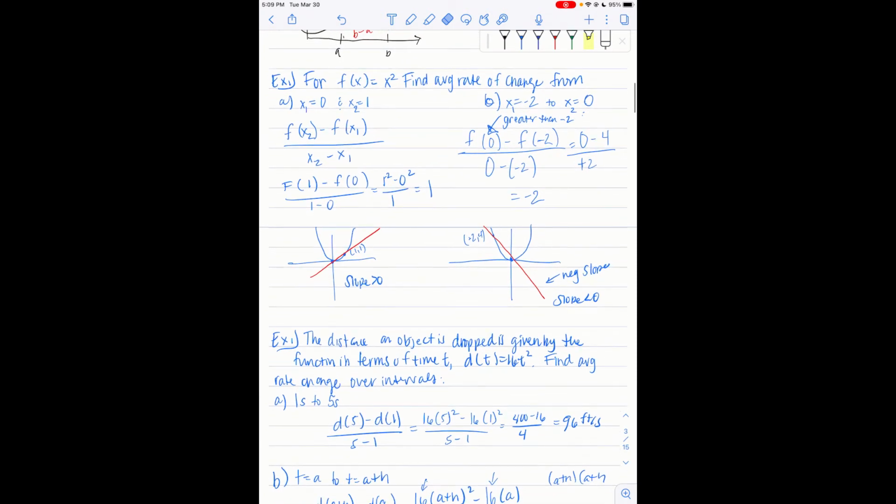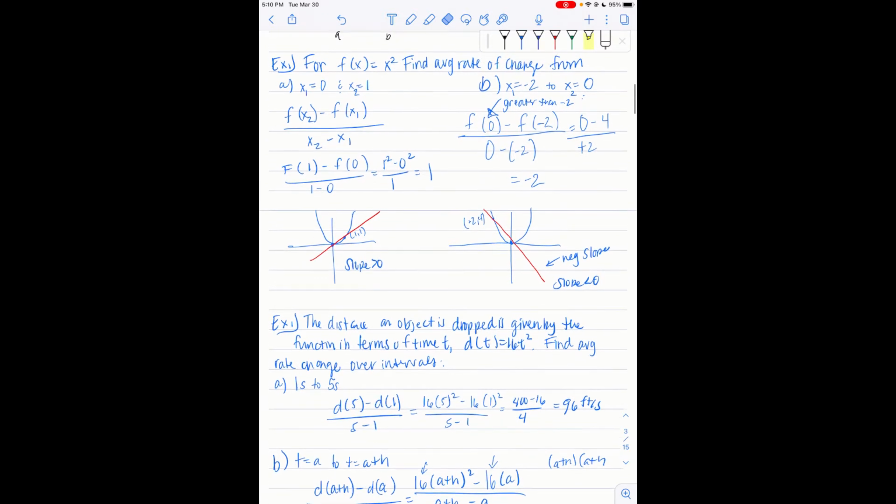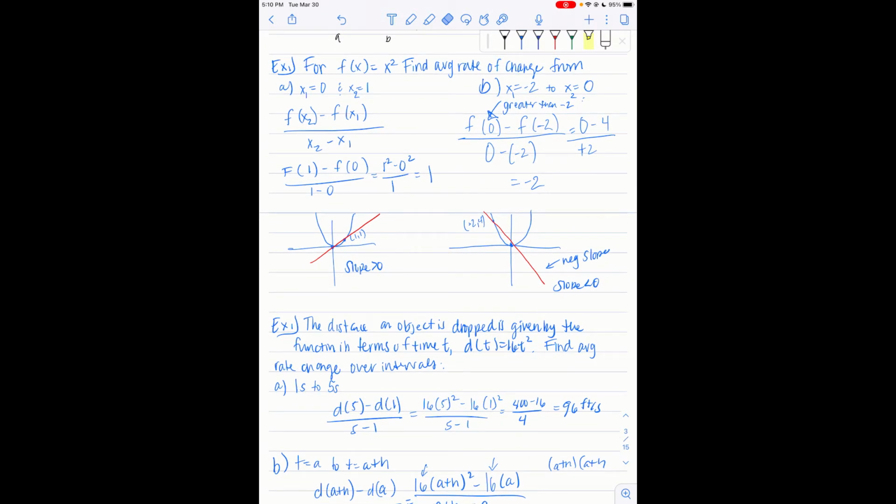Okay, so for this example, we have f of x equals x squared, and we want to find the average rate of change in 2 cases. We have a and b here. So let's do a first. We have x1 equals 0 and x2 equals 1. This is our formula for average rate of change. We have f of x2 minus f of x1 over x2 minus x1. So that's going to be f of 1 minus f of 0 over 1 minus 0.